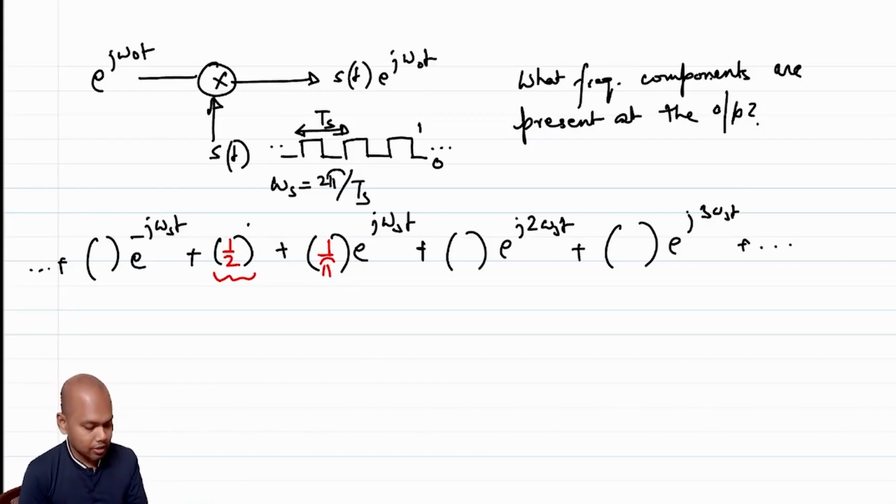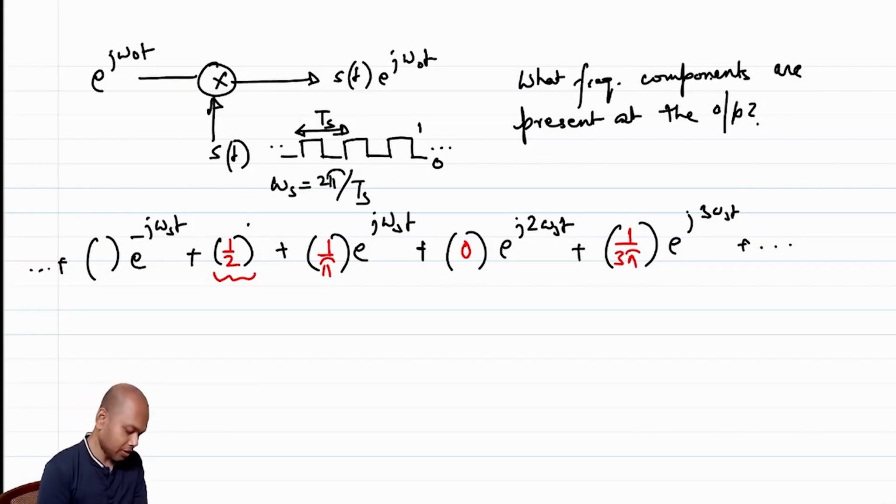Similarly, we saw that the coefficients of the even harmonic terms are essentially 0, right? And similarly, you are going to see that the coefficient of the third harmonic term, e to the power j 3 omega s t, will be 1 by 3 pi, and so on. And similarly, you are going to have something on the left hand side also. I'll just call it a negative 1. You're going to have a phase term. Let's ignore that for the time being.